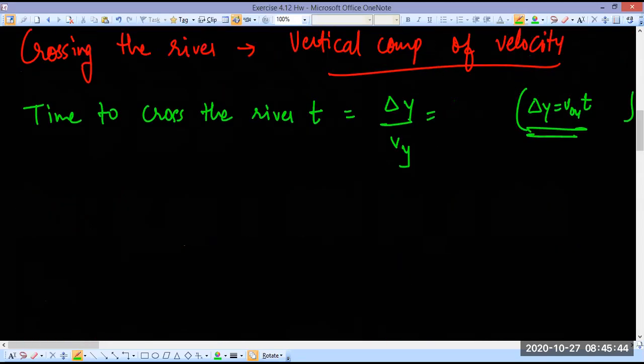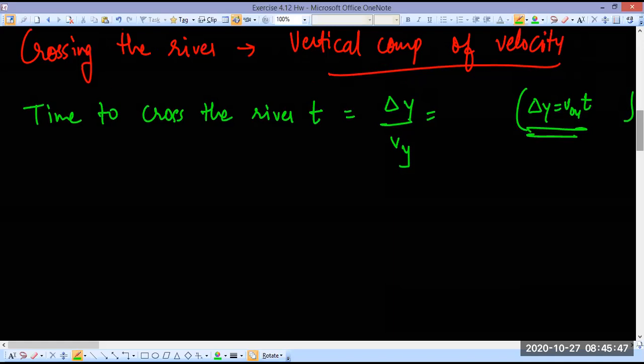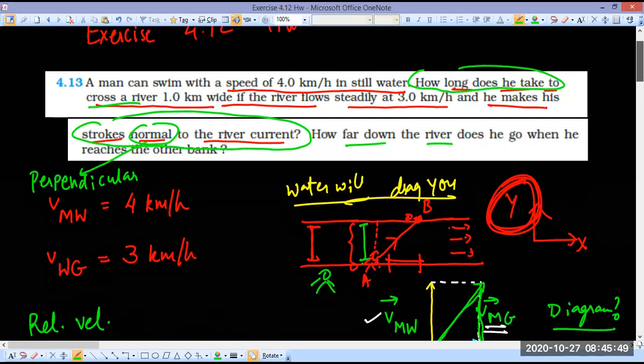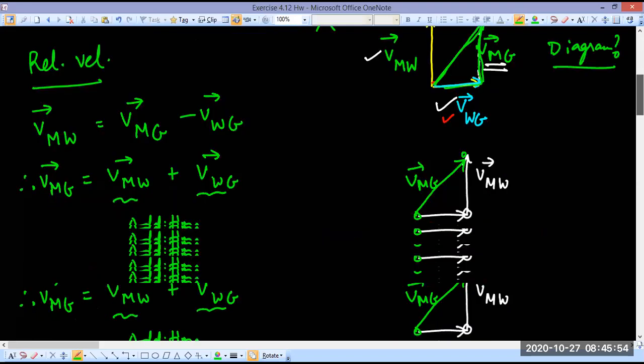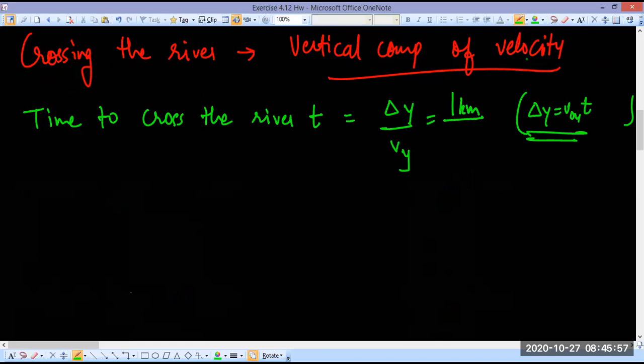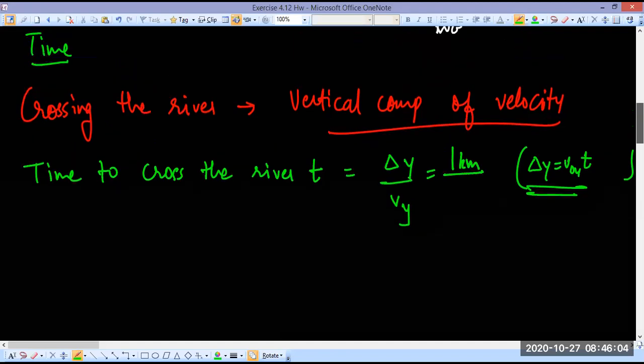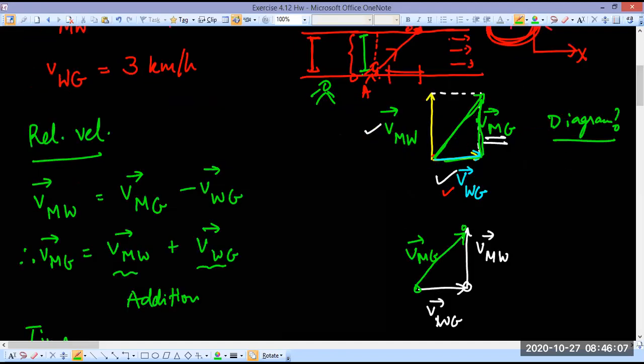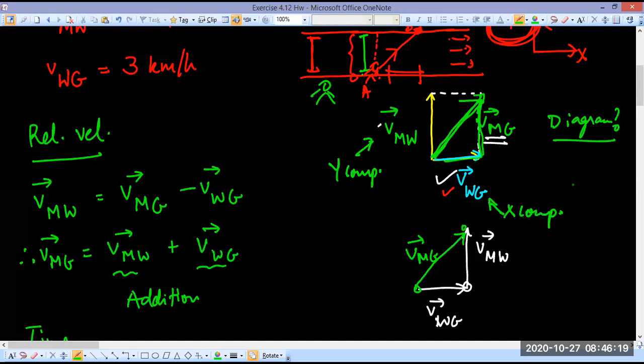So width of river, I think we are given in the question: width of river 1 kilometer. Divided by vy, that is y component of velocity. Now if you have a look at this triangle, the man is actually having this velocity with respect to ground. So do you agree that this is the y component of velocity and this is the x component of velocity? Yes or no?